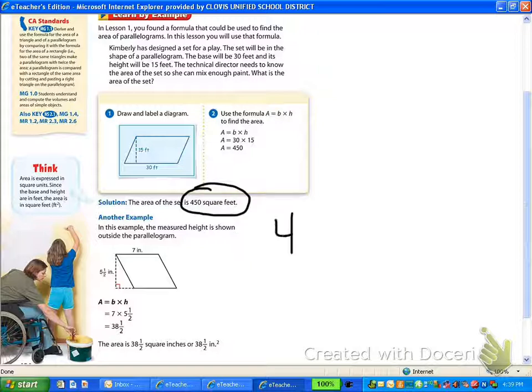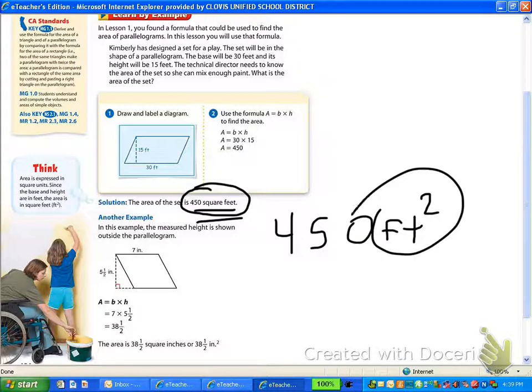Remember that if it's not labeled correctly, it will be wrong on your test. So 450 square feet. They're not always going to write it like they do here. They're going to have it labeled that way.